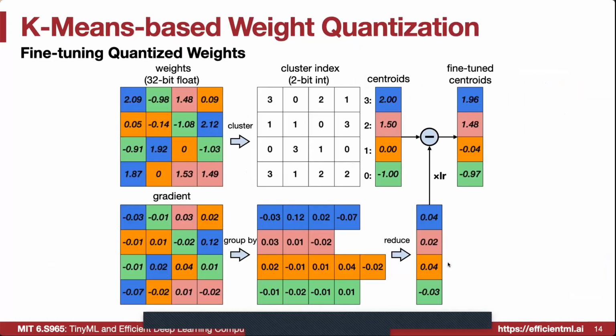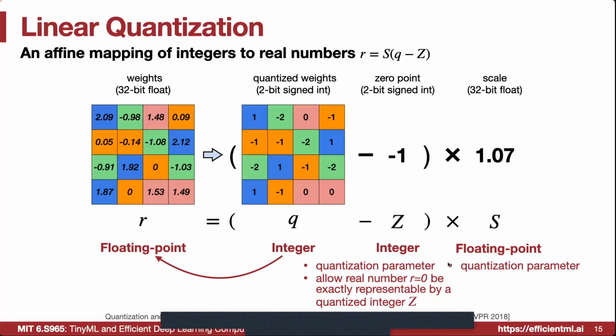K-means quantization basically runs k-means clustering to find the centroids. When we do the update, we group the gradients by their cluster, multiply by the learning rate, and subtract from the original centroid. So we can do quantization-aware fine-tuning. For linear quantization, we introduced the zero point and also the scale. So we subtract the zero point and multiply by the scale. Notice the scale is very important during on-device training. We use this scale to do quantization-aware scaling to enable training on a real quantized graph.